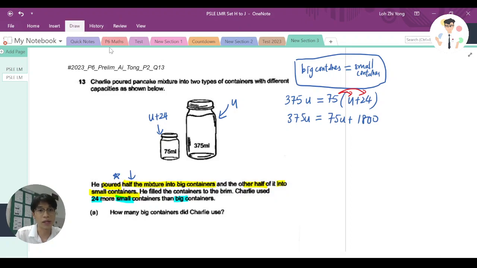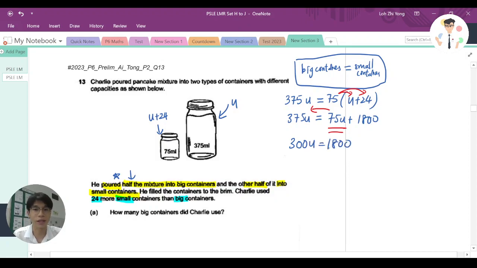Then of course, I need to move this 75 unit to that side. So 375 minus 75 is equal to 300 units, which is equal to 1800. So 1 unit is equal to what? It is equal to 6. So how many big containers did Charlie use? 1 unit, right? And that is equal to 6. So the answer is 6 for part A. Okay? This is for part A.